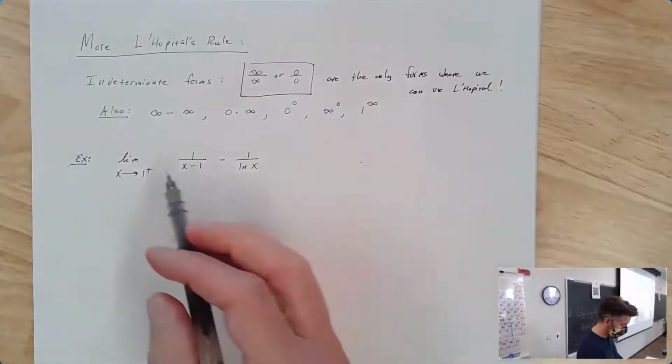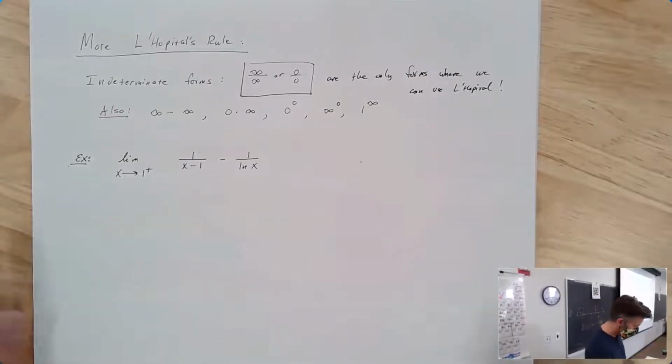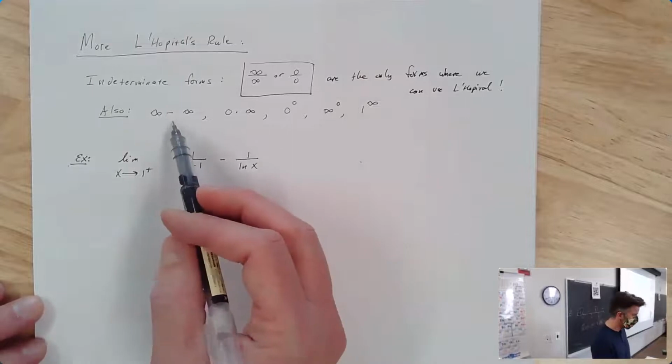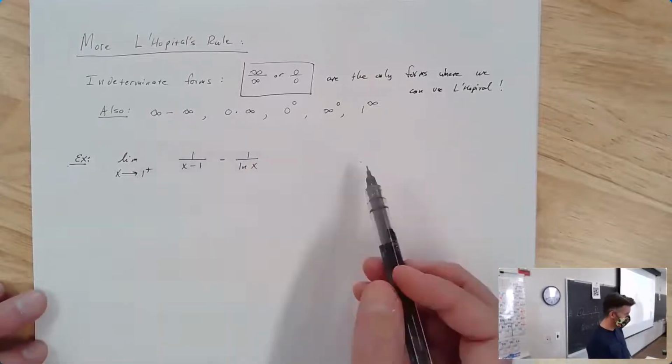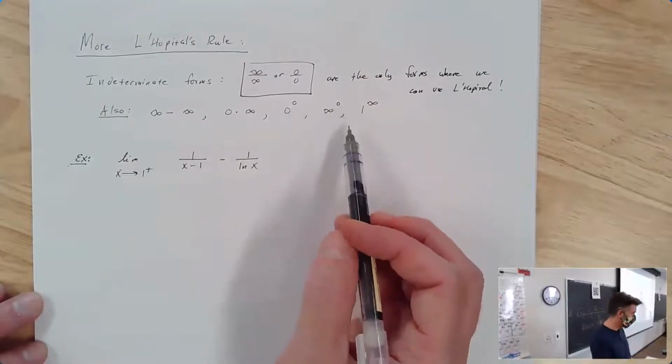These other indeterminate forms, you have to do some work before you can use L'Hopital's rule. So L'Hopital's rule is only applicable for the limit of a 0 over 0 or infinity over infinity type. But I do want to make you all aware that each of these things are what's called an indeterminate form. Infinity minus infinity, 0 times infinity, 0 to the 0, infinity to the 0, and 1 to the infinity.